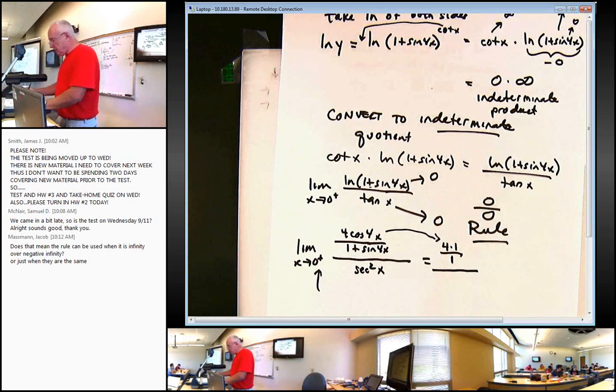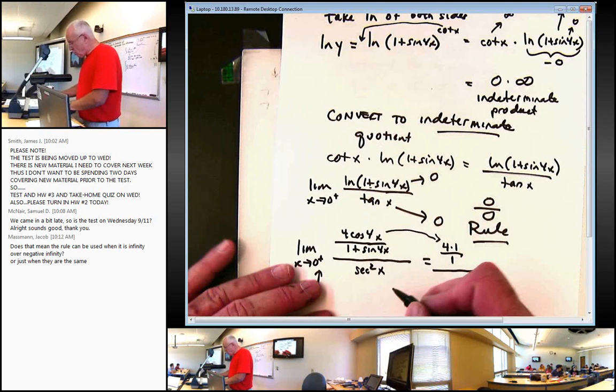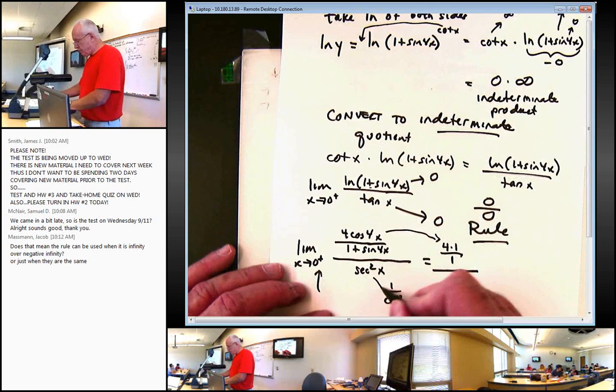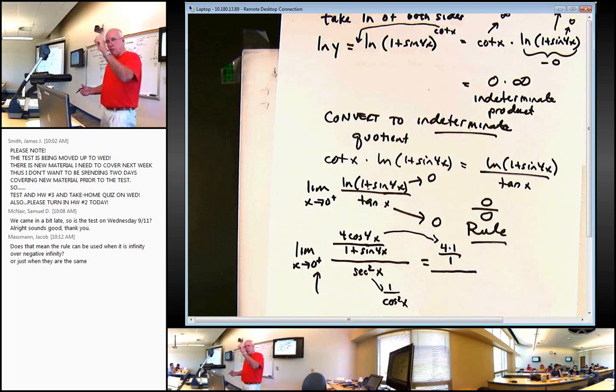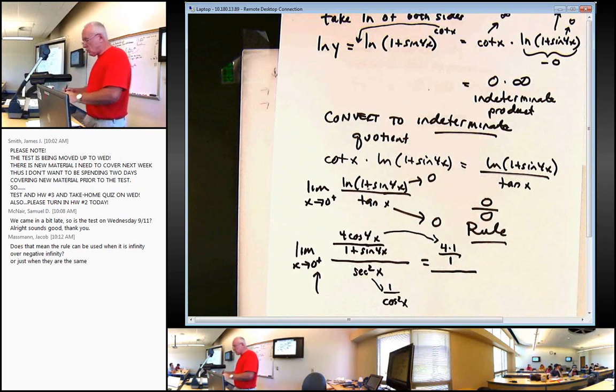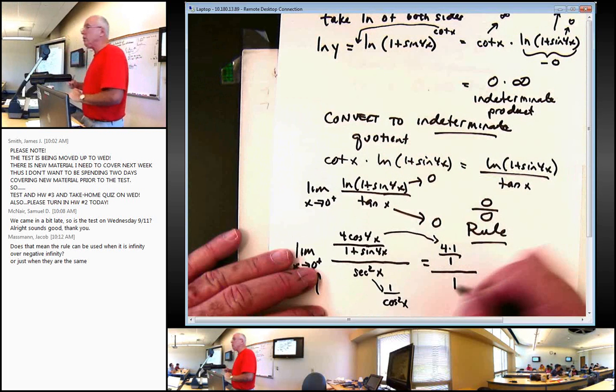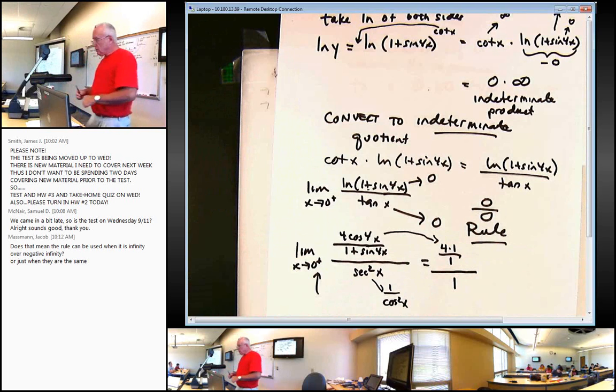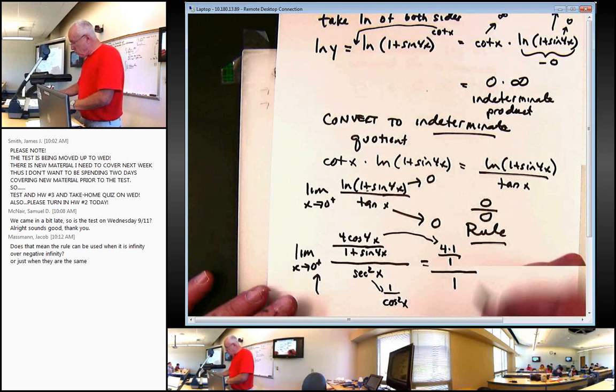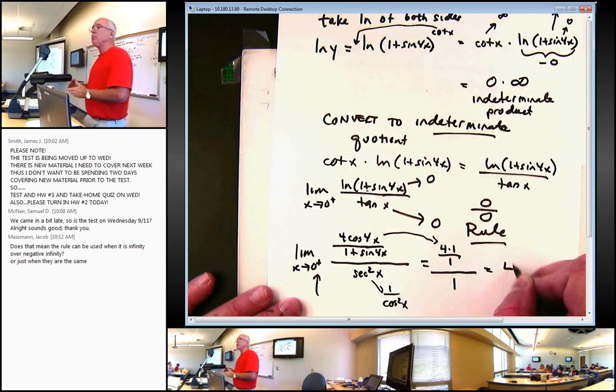Now, the secant squared is, of course, 1 over the cosine squared. And the cosine of 0 is 1. So the secant squared is 1 times 1, or 1. So we have 4 divided by 1. Our limit is the number 4.